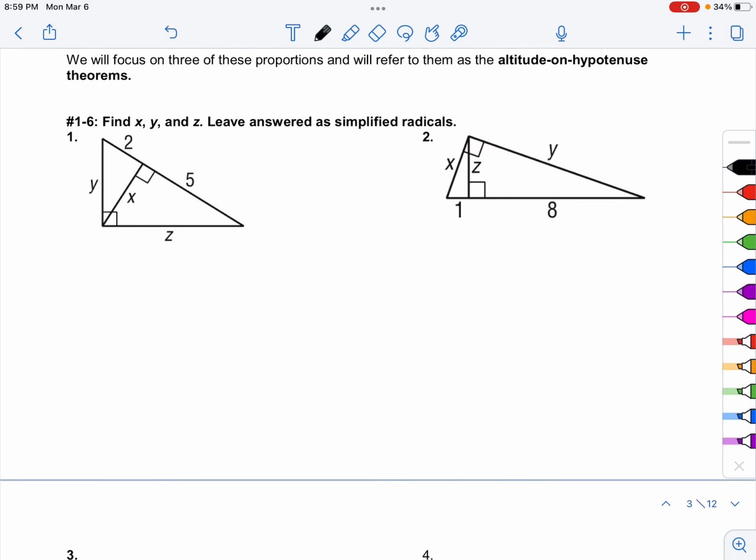So let's take a look at these first 2 problems. It says, find x, y, and z, leave answers as simplified radicals. In this particular problem, we see our big right triangle, and we are given parts, and we could actually calculate the hypotenuse, which is 7. So we could call this leg 1, leg 2, part 1, and part 2.